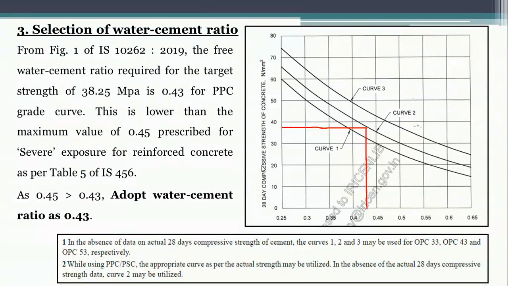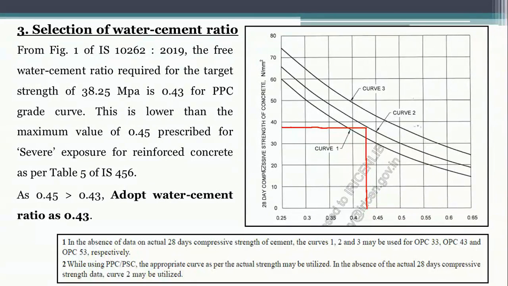So for the severe exposure condition, the maximum water cement ratio is 0.45. That is given as per Table 5 of IS 456. So whatever value we get should be less than the water cement ratio given in the code book as per the durability exposure condition.